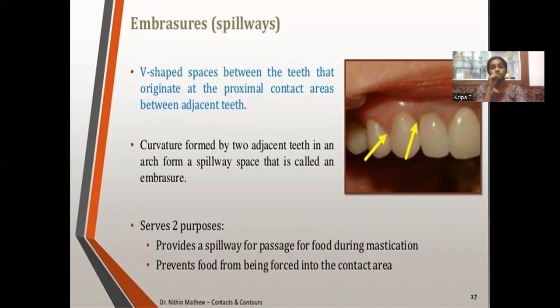Next is about embrasures or spillways. They are the V-shaped spaces between the teeth that originate at the proximal contact area between adjacent teeth. The curvature formed by the two adjacent teeth in an arch forms a spillway space that is called an embrasure. They serve mainly two purposes: providing a spillway for passage of food during mastication, and preventing the food from being forced into the contact area.